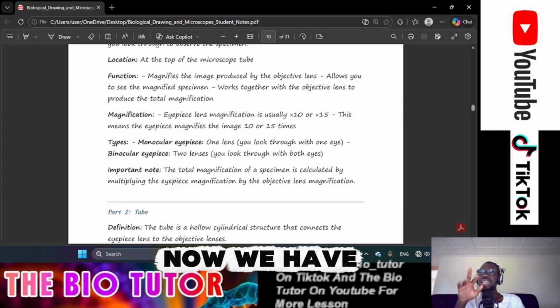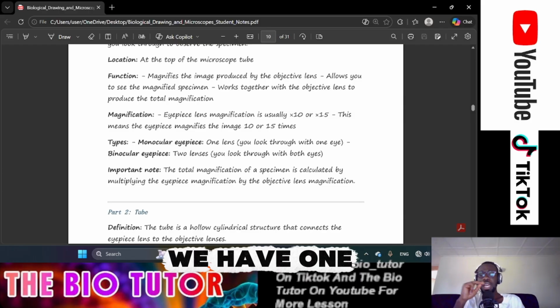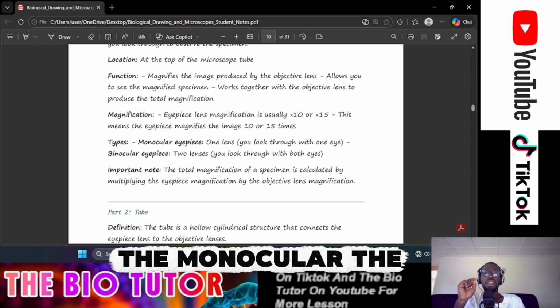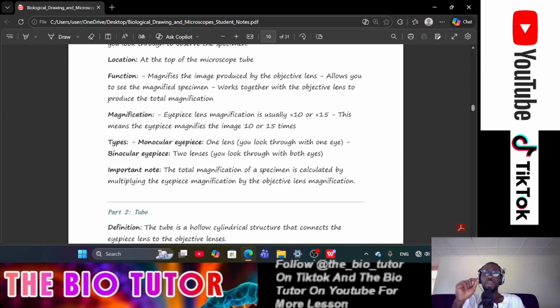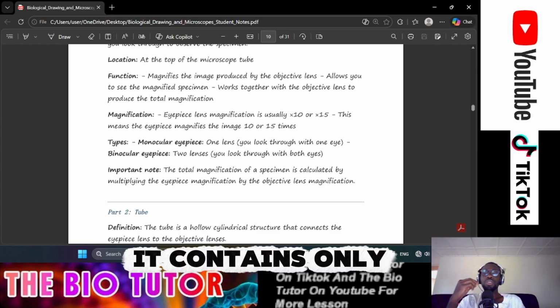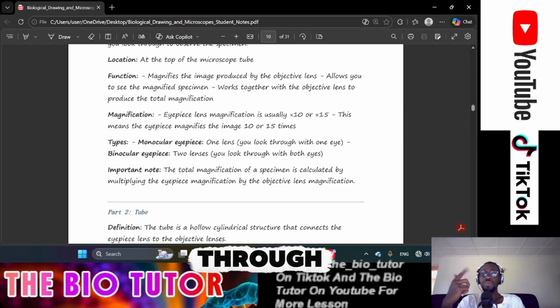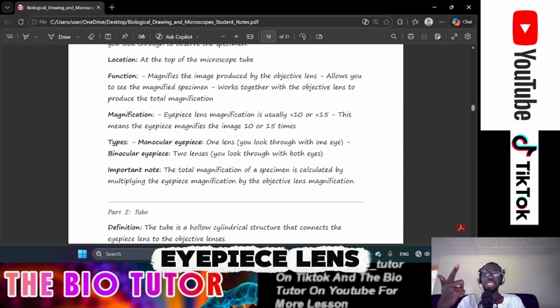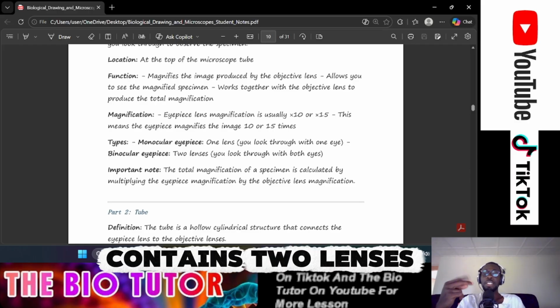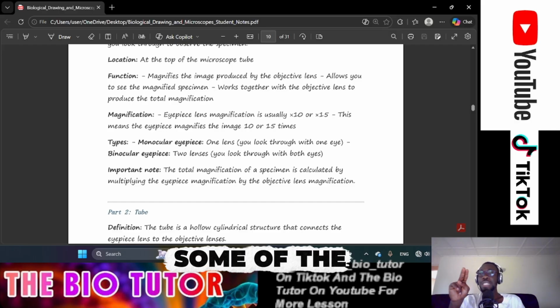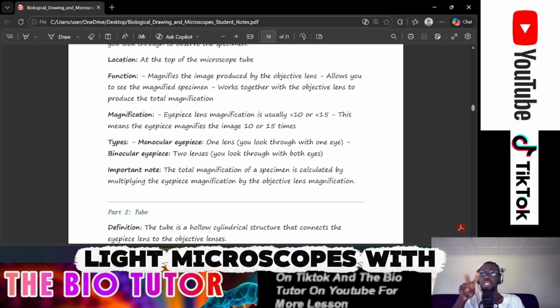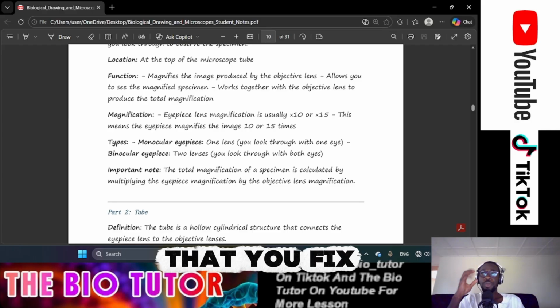Now we have two types of eyepiece lens. One, the monocular eyepiece lens, which means it contains only one lens you can look through. And then we have the binocular eyepiece lens, which means it contains two lenses you look through. So some light microscopes have two lenses that you fix both eyes in, and others have just one that you fix only one eye in.